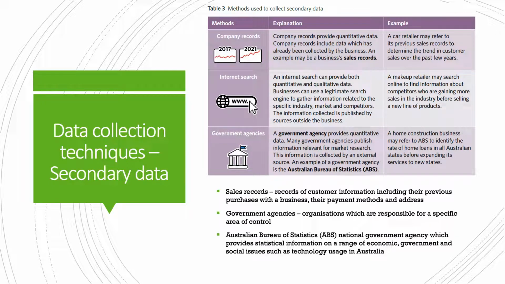The Australian Bureau of Statistics, or the ABS, is probably the most common and beneficial site to look at statistics of businesses because it just has all the information there. And that one is going to be one that you are definitely going to need to use for your SAC for this topic. All right.